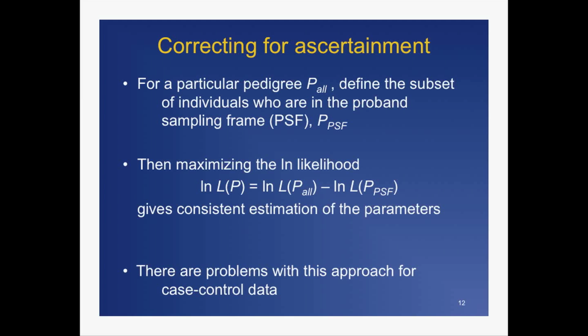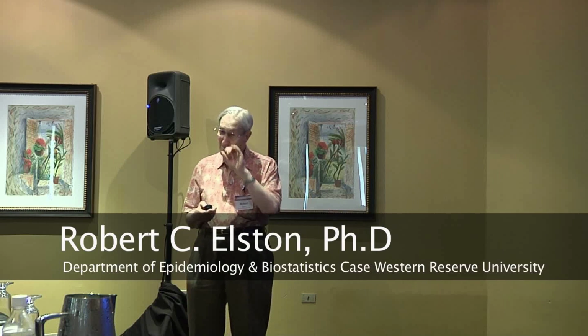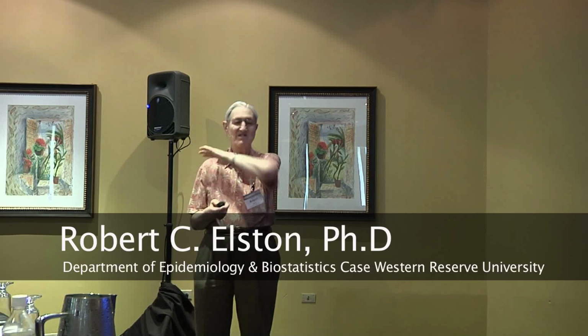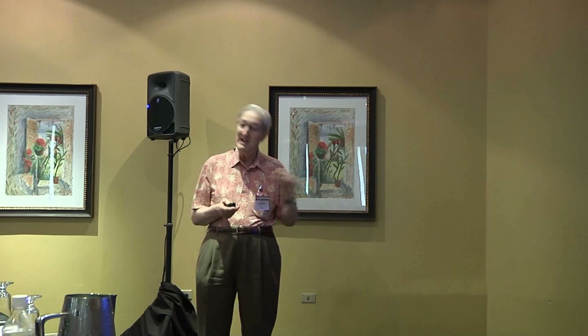So if we maximize the likelihood, this one says it's the likelihood for the whole pedigree minus the likelihood for those in the pedigree sampling frame. This is log likelihood, so that's like taking the ratio: you've divided by the probability in the proband sampling frame, that's conditioning on that. Then you get consistent estimation of all parameters. Not necessarily efficient, but you'll get consistent estimates. So remember, if you're only trying to find genes, this is completely unnecessary. But if you want to evaluate the effects, this becomes very necessary.